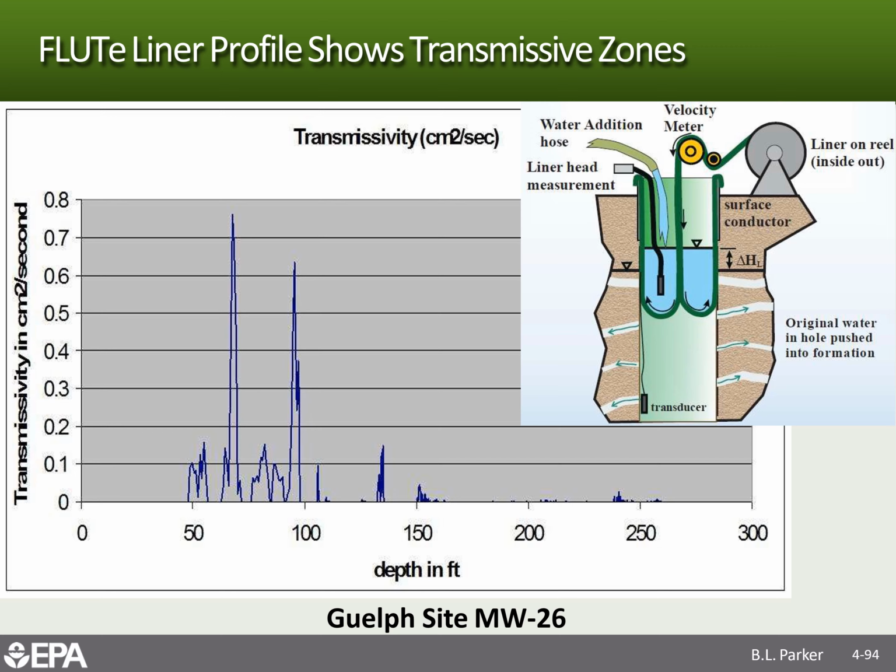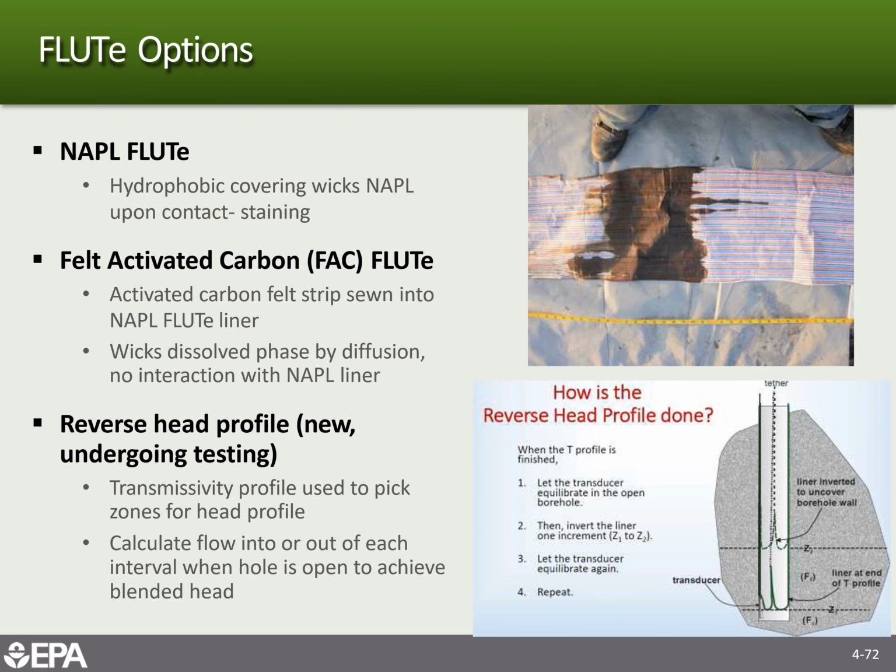One of the things you can also do with it is put this felt, activated carbon, on the sides, and it wicks dissolved phase materials into it. Then you can cut those out and send those off for analysis. Or you can do that with NAPL and dissolved phase, and then send it off for analysis.